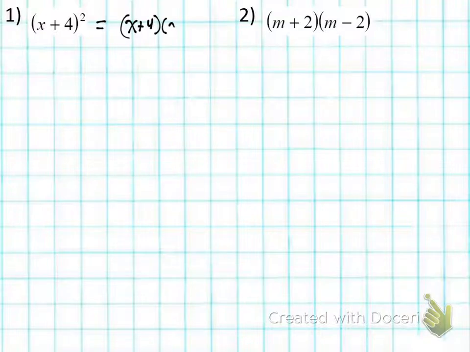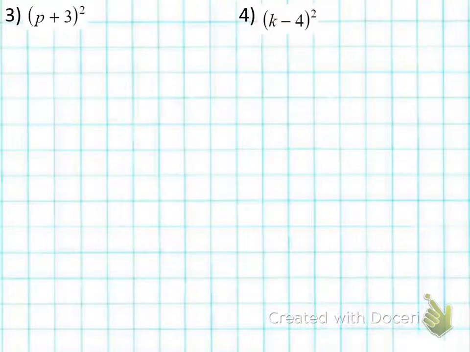Okay, number 3. Let's do this one together. What's the pattern you see? We have p plus 3 squared. Do we use the first pattern, second, or third pattern? First one. What's a equal to? P. B is equal to? 3. So watch. Once you're good at it, you can just go p squared plus 2 times 3, or 2 times 3 is? 6. Plus times p is? 6p. Okay, and then what's 3 squared? 9. That's it. You're done.